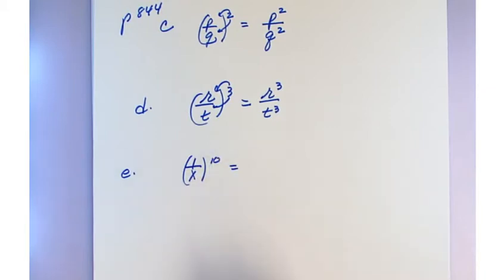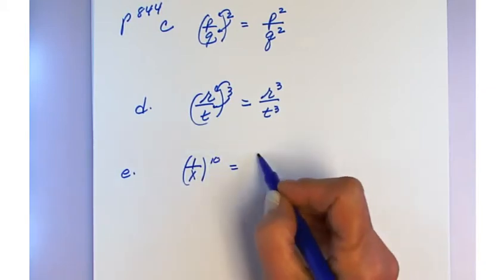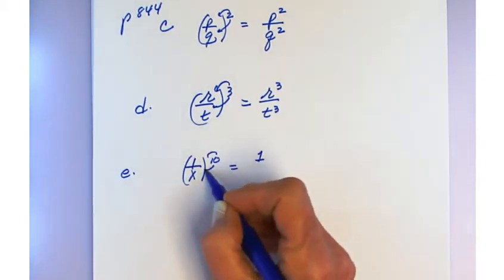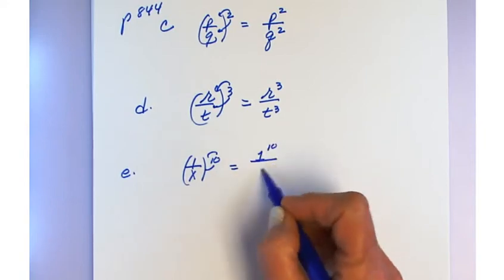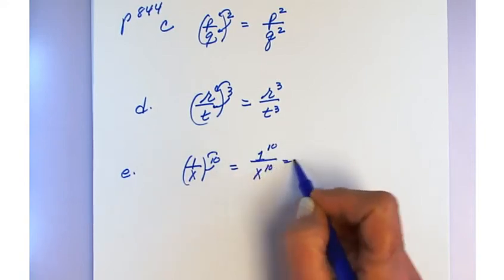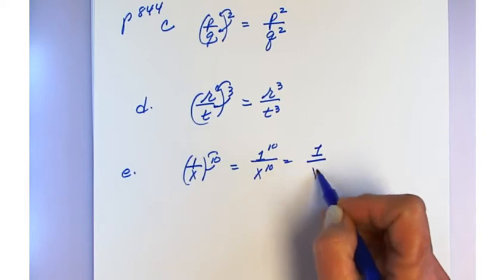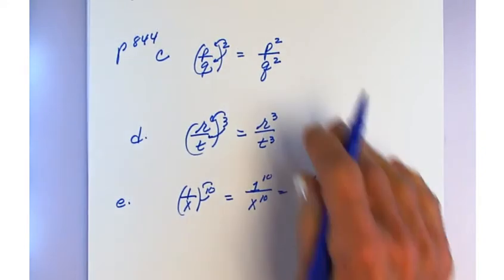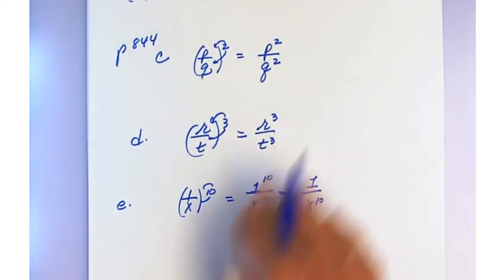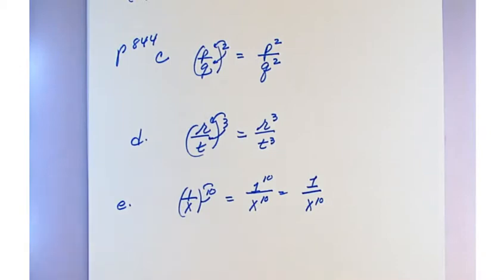So we have 1 over x to the 10. I'm going to distribute that 10. I get 1 to the 10 over x to the 10. So I have 1 over x to the 10. None of these was what I would put in the category of being very, very difficult at all. We're going to have ones that are more difficult than that.